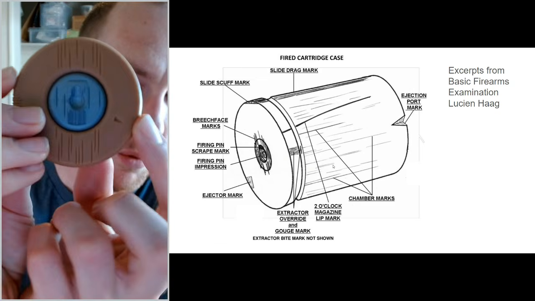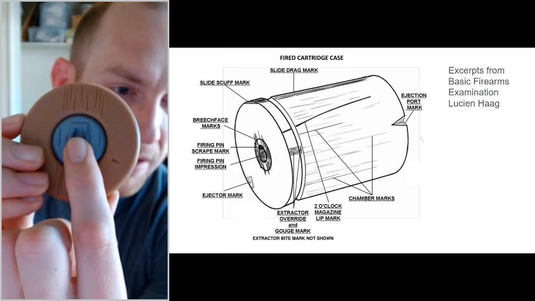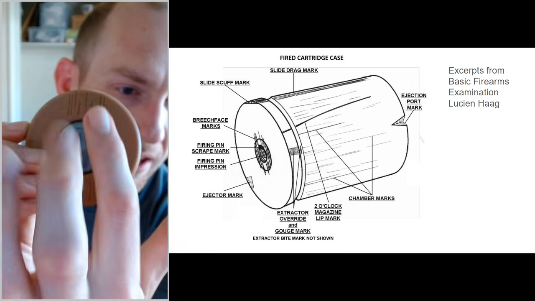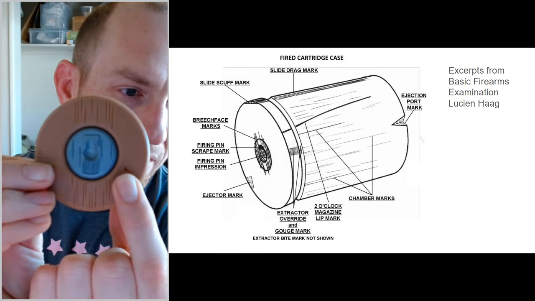Here's another example. So this one has firing pin aperture shear. So you can see firing pin impression, firing pin drag, and then firing pin shear. And then you have your breech face marks here, and some breech face marks on the case head. And then you actually have an ejector mark.